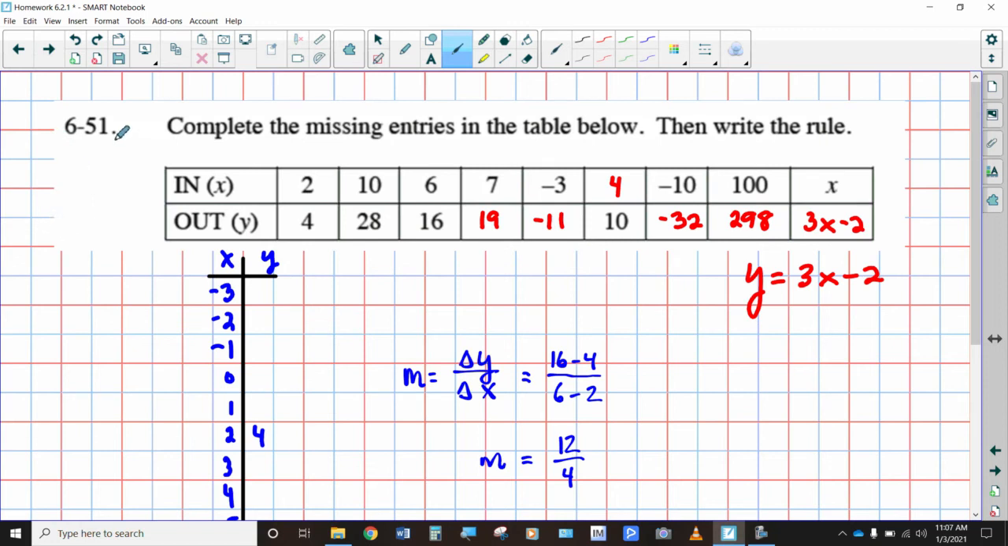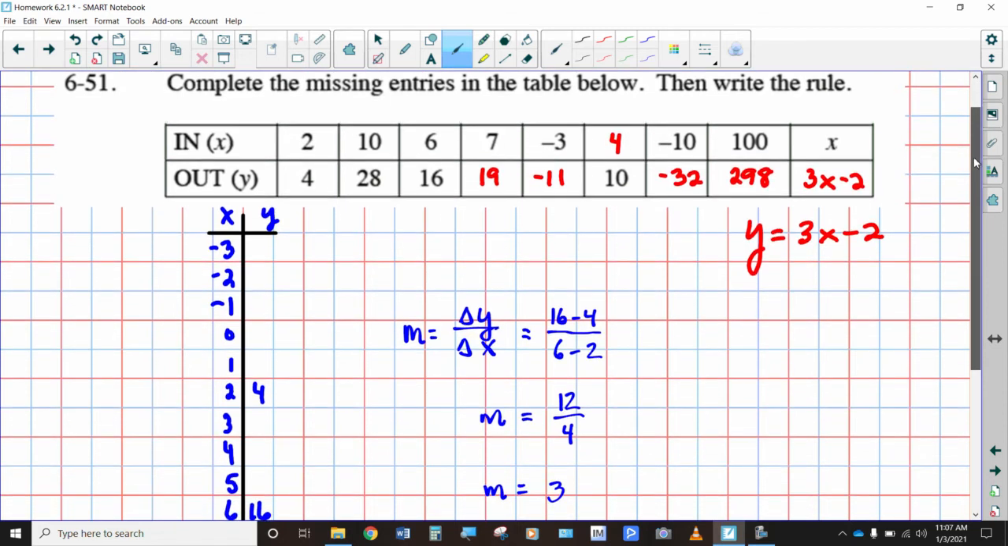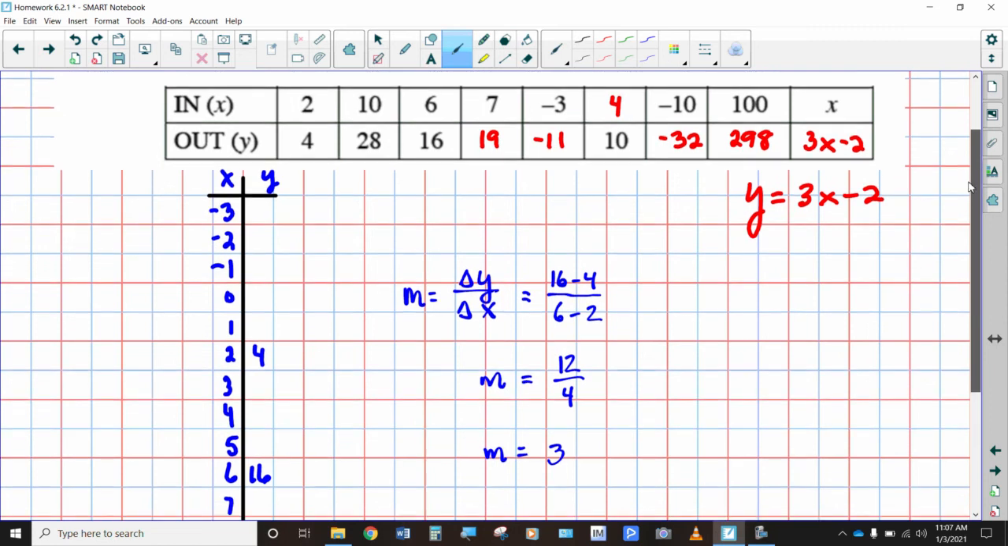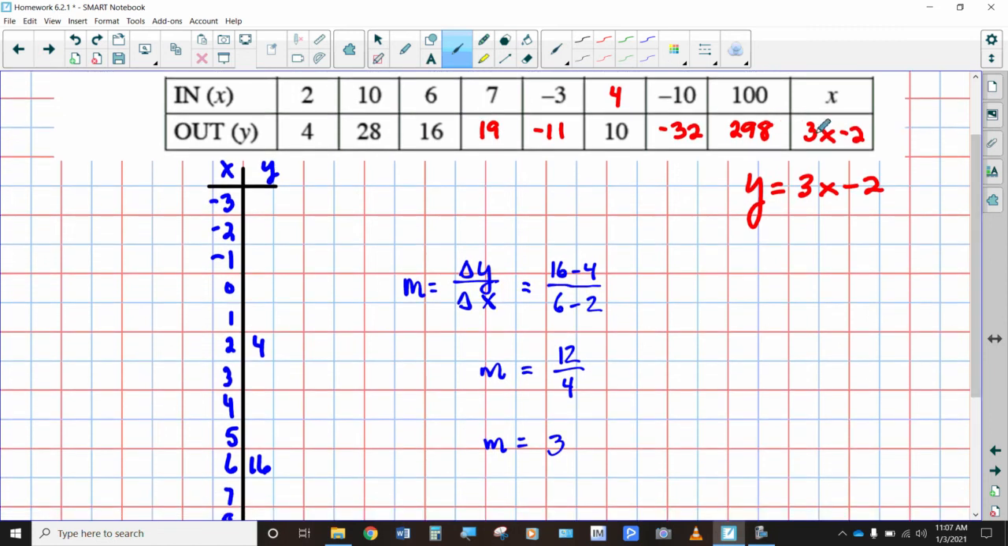All right, and then the last problem, I believe, this one a little bit more complicated. I'm going to start introducing you, or maybe not introducing it, but reinforcing some other kinds of steps that you can use to help you figure out the rule for this data in this table. So we know we got 2, 4, 10, 28, and 6, 16. So in order for us to figure out what these other missing numbers are, we've got to find the rule.